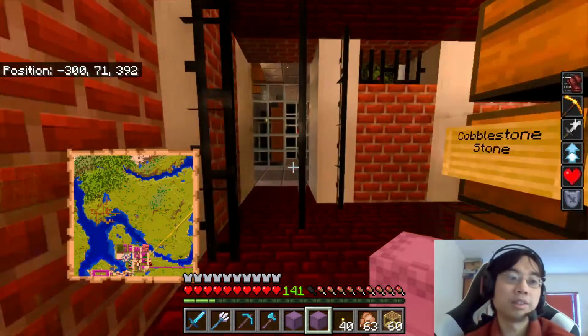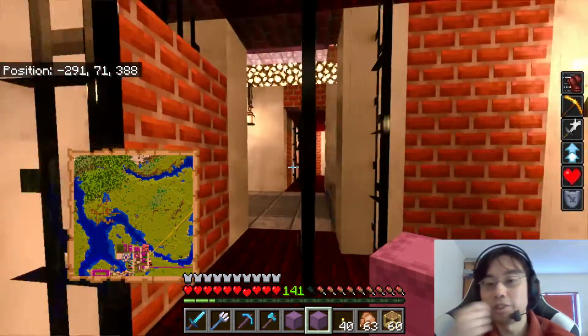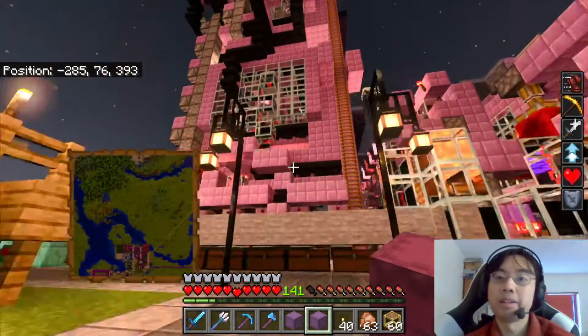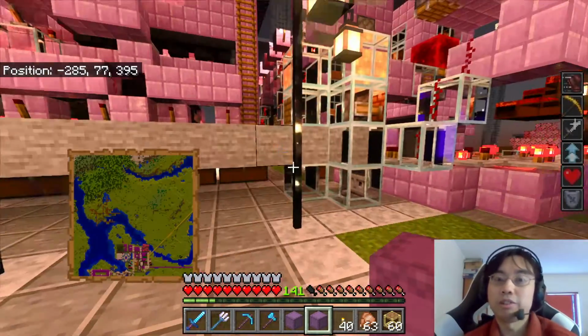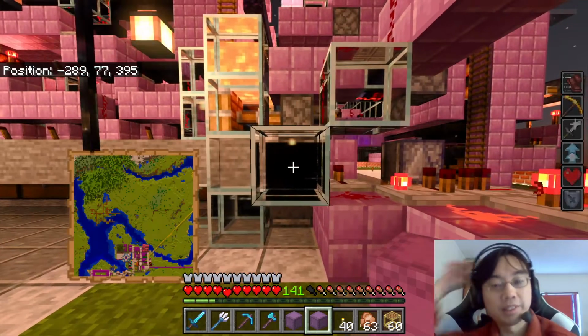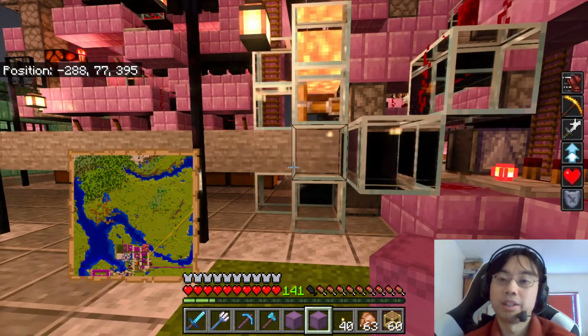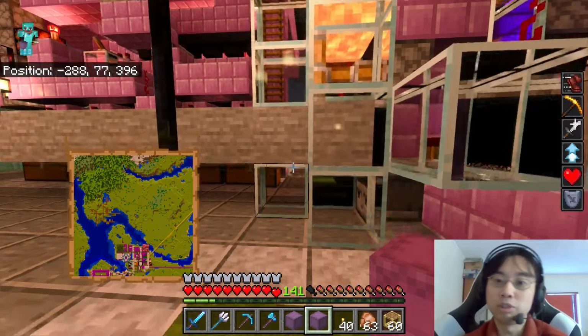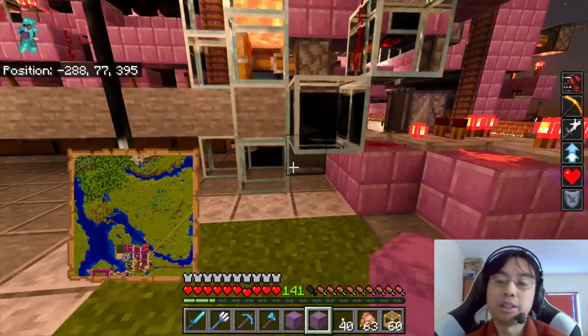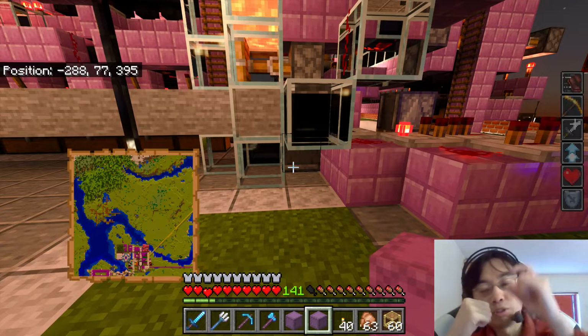Alright, so now the easy stuff is done. Moving on to the difficult stuff. The difficult stuff being this stone generator. So the idea here, we have an observer down here. The idea is to observe the water.